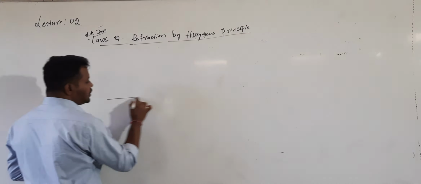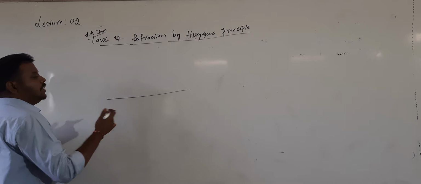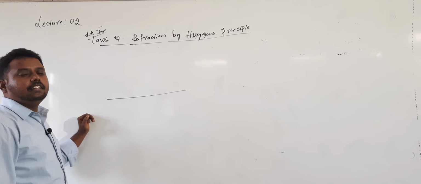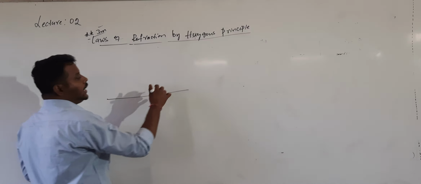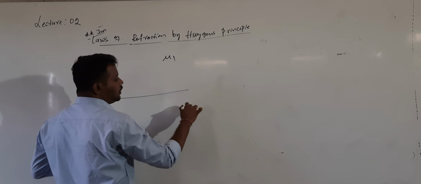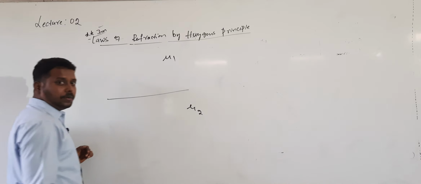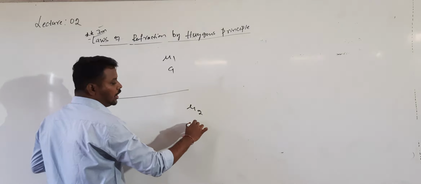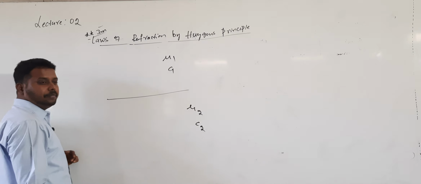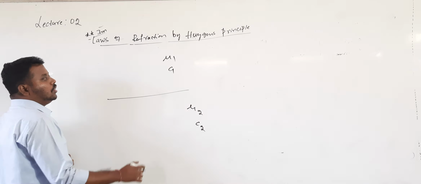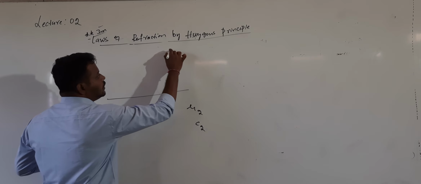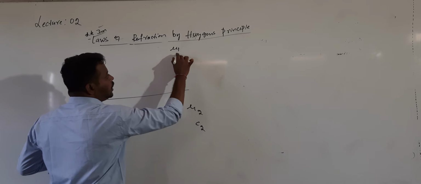Now the laws of refraction. Let me consider one interface. This is not a reflecting surface. This interface separates two media. Can I call this medium of refractive index mu1 and this medium of refractive index mu2? Light travels with velocity c1 in this medium and with velocity c2 in this medium. So this is mu1 and the velocity is c1.